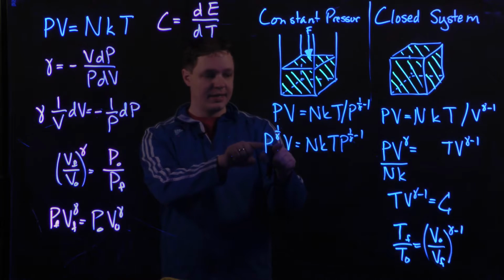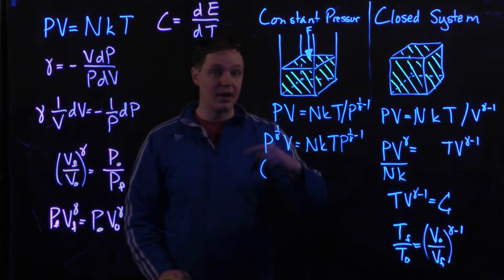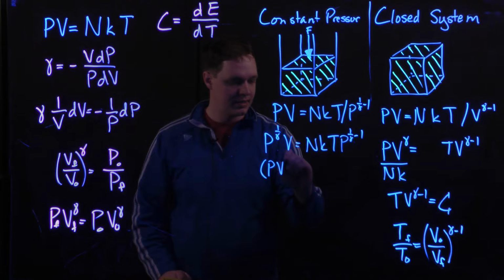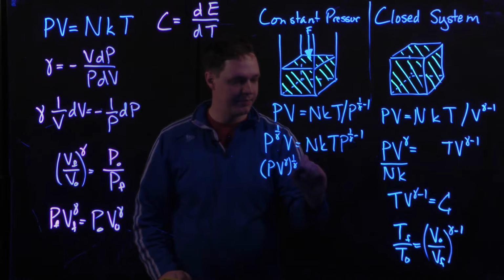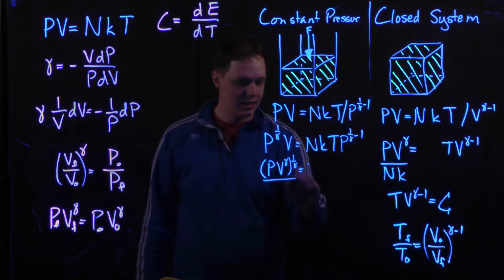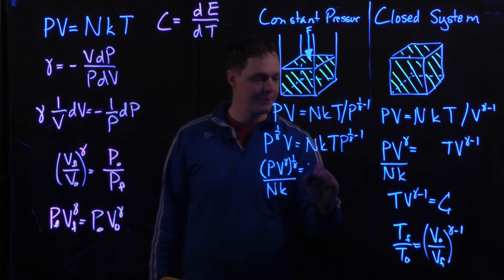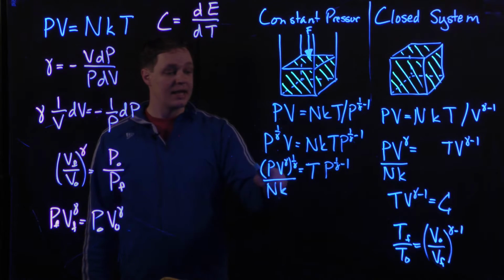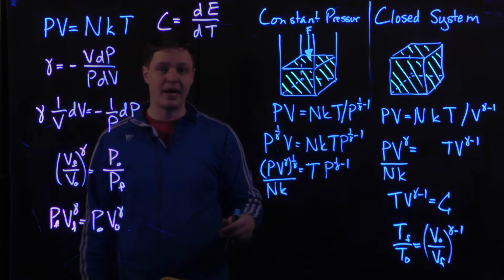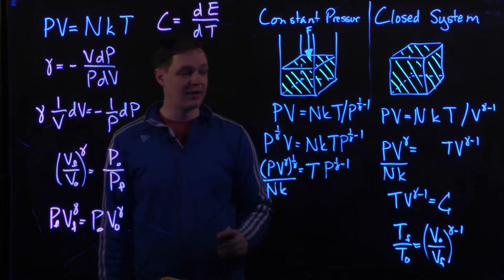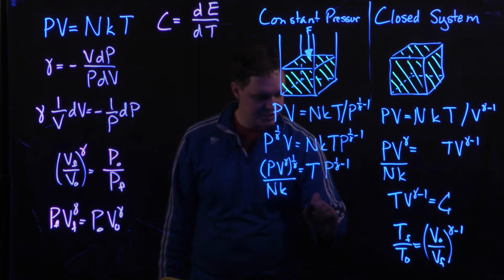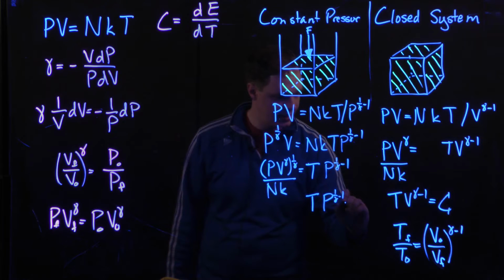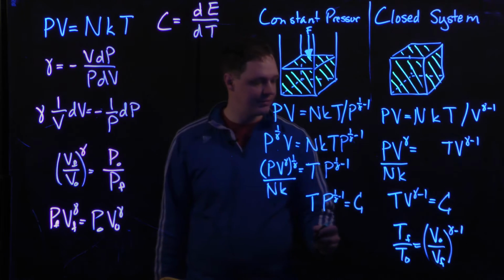But this right here can be rewritten. I can factor out a gammath power. P V to the gamma, to the 1 over gamma, is going to be equal, I'm going to divide both sides by NK, T P to the 1 over gamma minus 1. Now we know that this is a constant. A constant to a power is still a constant. N and K are constants. So our next relationship is T P to the 1 over gamma minus 1 is also equal to a different constant.